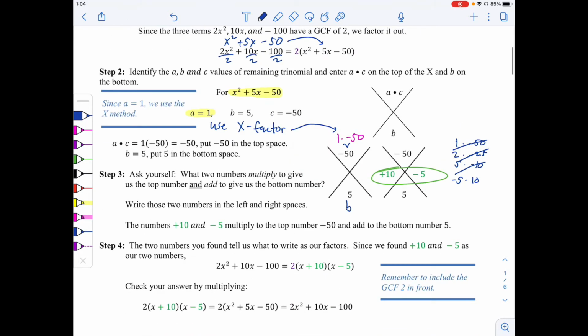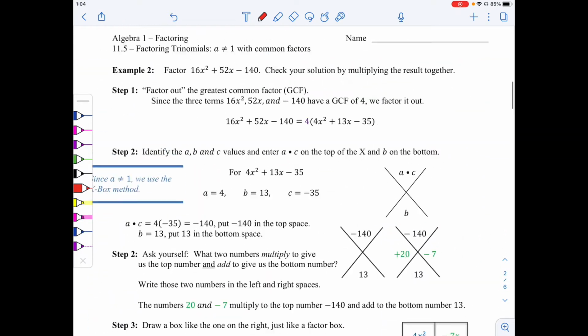And then once we have that, we write it in here. So you write x plus 10, x minus 5. That's our two factors. And then remember to put the 2 in the front. Remember to include the GCF in front. All right, so that's the only difference we're doing. We're taking out the GCF first, and then we're just factoring this as usual. Whatever is left, we factor as usual.